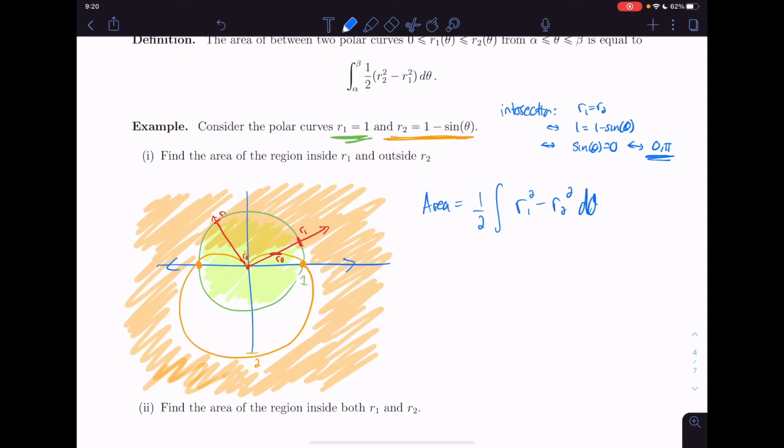That's 0, that's pi. So indeed this is the integral from 0 to pi, which if we were to then compute what r1 squared and r2 squared were, we're going to end up getting just 1 minus (1 minus sine theta) squared d theta.